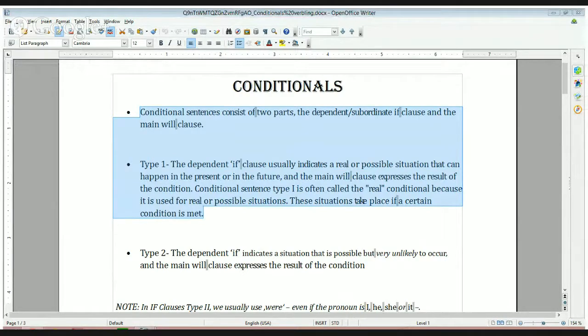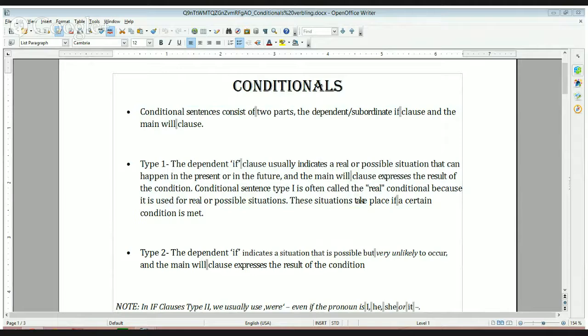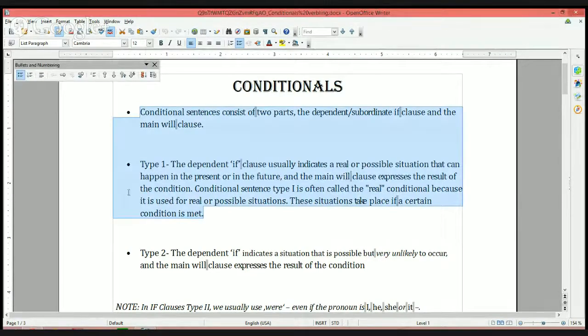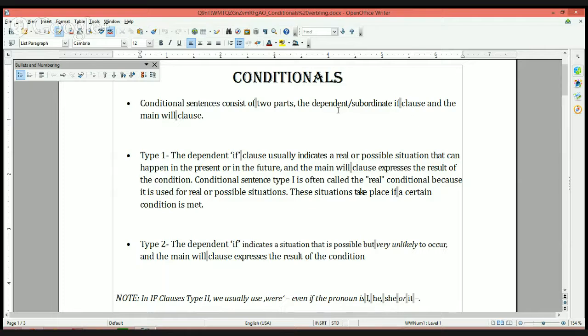A conditional sentence consists of two parts: the dependent subordinate if clause and the main will clause. Type 1. The dependent if clause usually indicates a real or possible situation that can happen in the present or in the future. And the main will clause expresses the result of the condition. Conditional sentence type 1 is often called the real conditional because it is used for real or possible situations. The situation takes place if a certain condition is met.